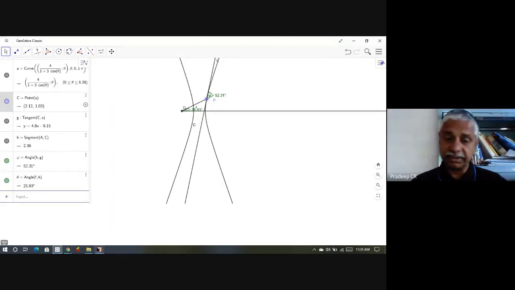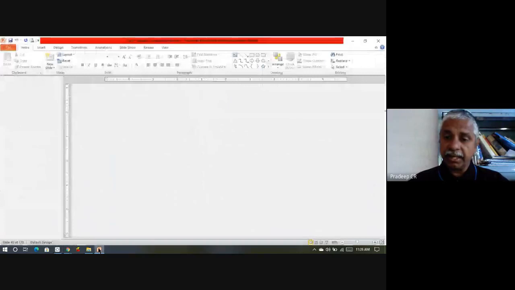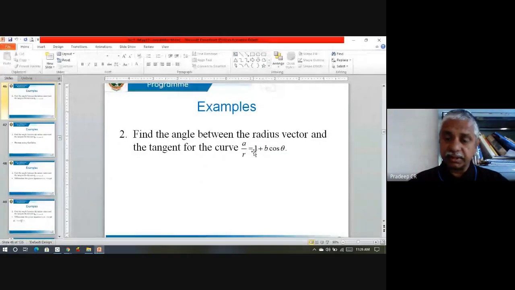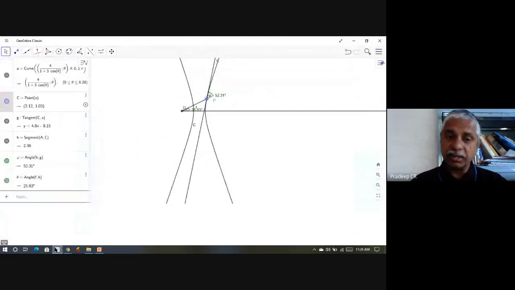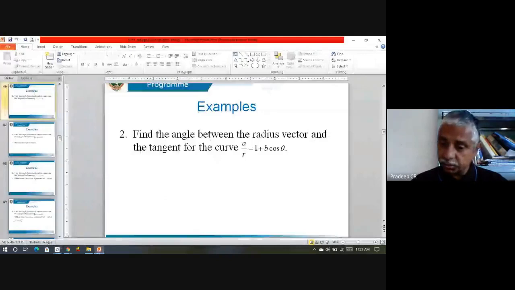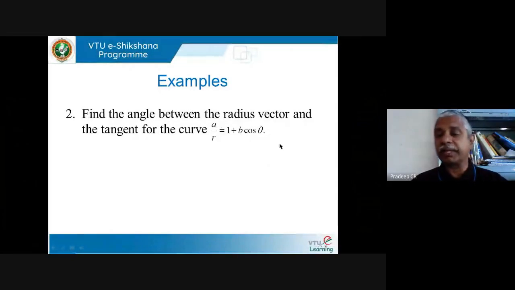This example says A by R equals 1 plus B cos theta. In this GeoGebra, I have taken A equal to 4 and B equal to 3. So this doesn't give the complete picture. It just tells you what I'm looking for. This angle is what I'm looking for. Just to carry out the computation, you don't need to know particular values of A and B. So what do I do?